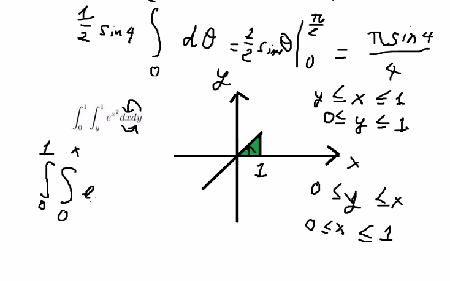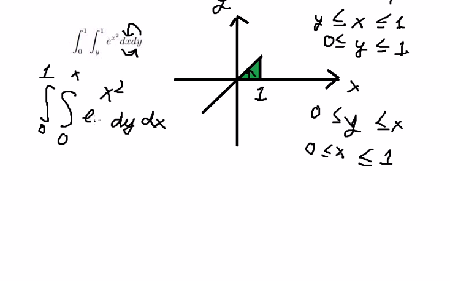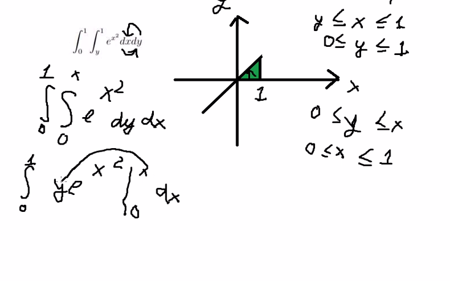So you got e to the power of x square dy dx. So in this situation, we don't have y, so you got y in here, and we have e to the power of x square. We put the bounds in here, so we put x in here, and we got the interval from 0 to number 1, and we put x multiplied by e to the power of x square dx.